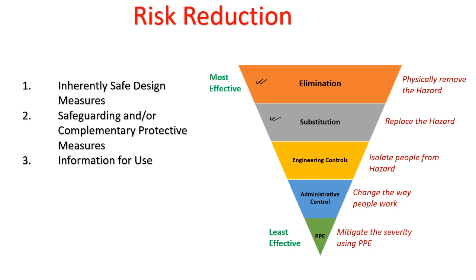If elimination and substitution both are not possible, then we have to go for engineering controls. If engineering controls are also not effective, or through engineering control we did not achieve the required level of risk reduction, then we need to go for administrative control. And the last one is personal protective equipment. This actually mitigates the severity.